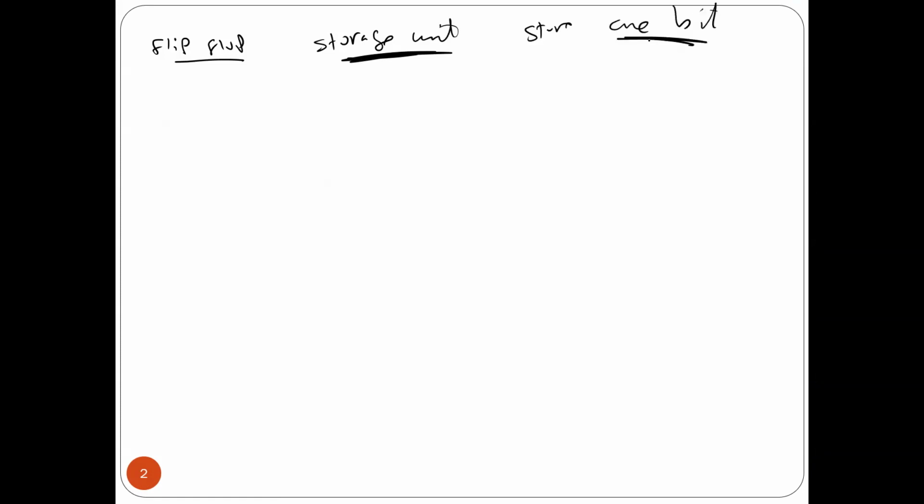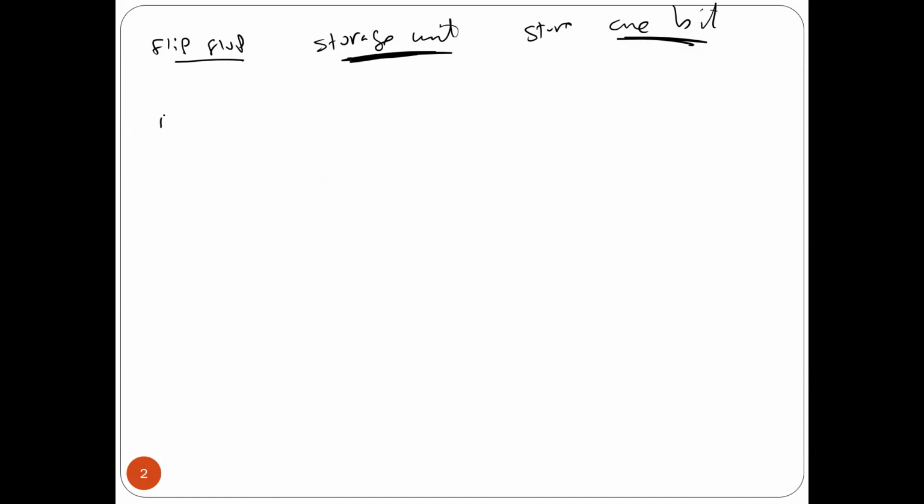What is a register? Okay, look here, guys. Let's start with the flip flop. As I told you before, a flip flop is... Can anybody tell me what a flip flop is? Flip flop is a storage unit. You have to start with the words storage unit that can store 1 bit. That's it. A flip flop is a storage unit that can store 1 bit.